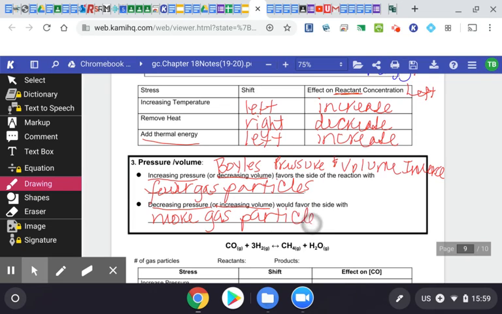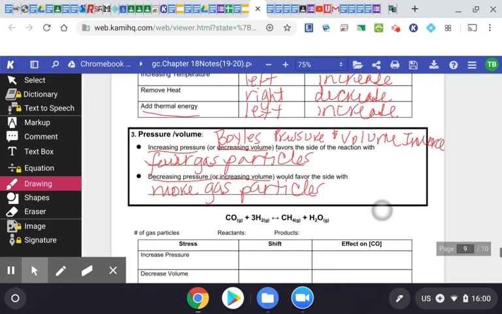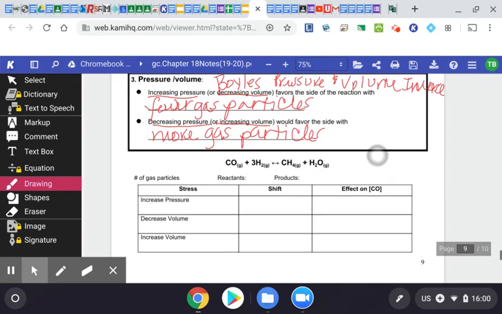If I decrease pressure, the system is going to want to relieve that stress and make the pressure go back up. It does that by going to the side with more gas particles because you're going to have more collisions, and that's going to make the pressure increase. So anytime you have a pressure problem, it is essential that you write down the number of gas particles on each side of the reaction.